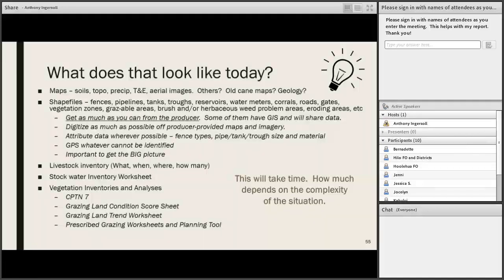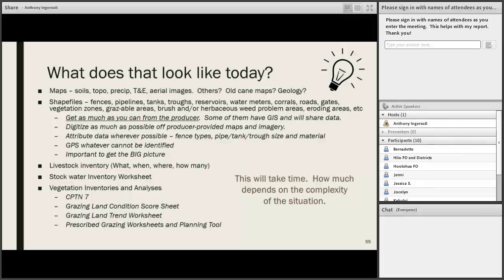Being able to show and measure your vegetation zones and the grazable areas is important, because again, we need to know how many acres of each zone is producing approximately how much feed, so that we can try and arrive at a forage animal balance. And if there's brush or herbaceous weed problems, we've got to know where those are. If there's soil erosion problems, we also want to know where those are, because that's going to have an impact on forage production. When you're trying to get all of this information, the producer is really your mine of where you're going to get all that information.